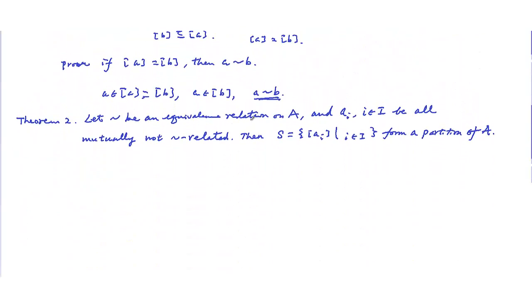This theorem just says that for each equivalence relation, we have elements that are mutually not related, and each one of these elements forms an equivalence class, and all these equivalence classes together form a partition of the set. So this is our discussion for this lecture.